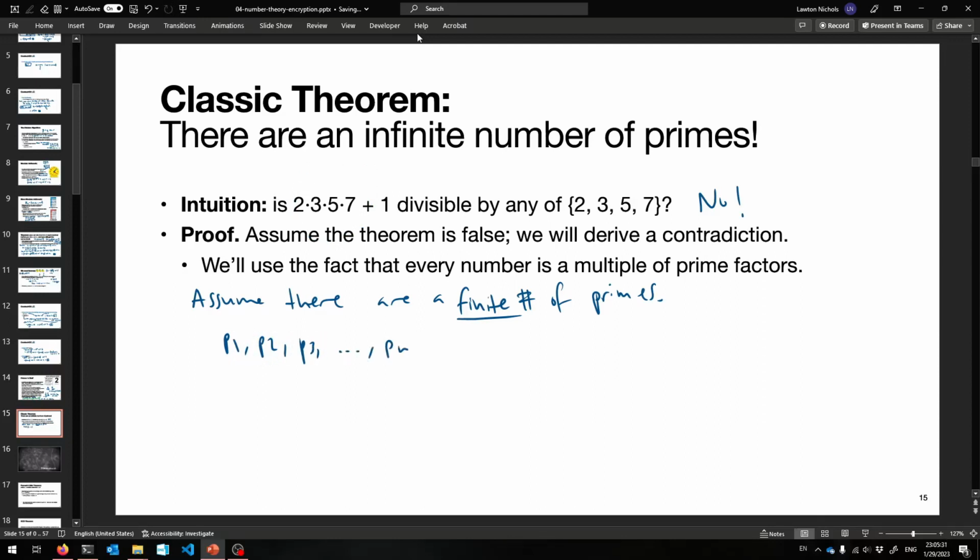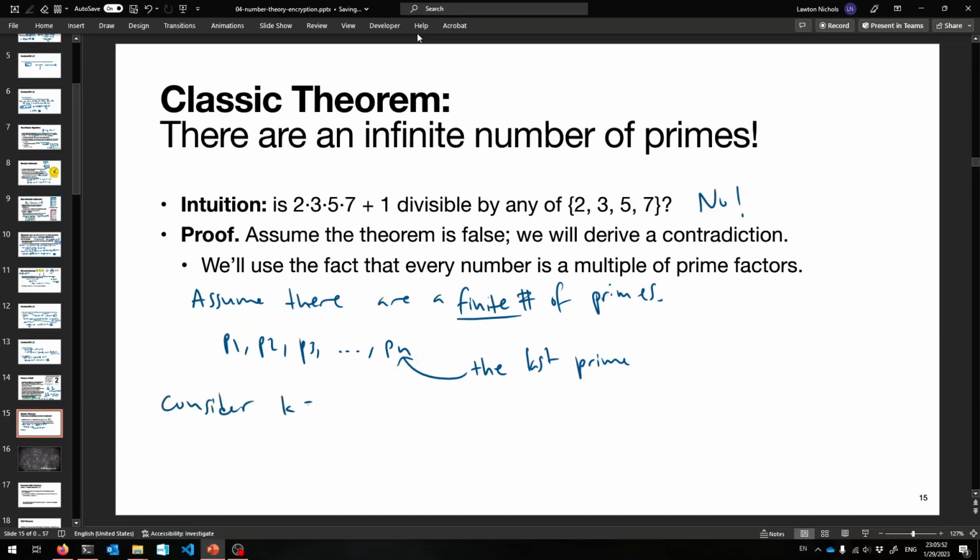If there's a finite number, there's a last, biggest prime, all right? That's what has to be the case, right? If there's a finite number of prime numbers, there has to be a last one. That's the last prime. We're going to derive a contradiction from this, all right? So if these are all the prime numbers in the world, consider this number.